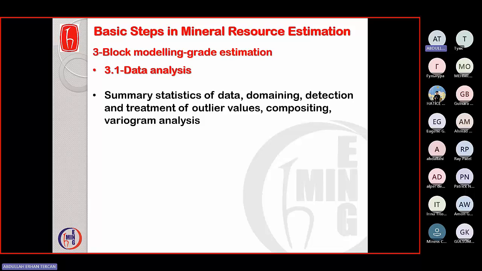For this purpose, you can use some methods called capping and cutting techniques. Compositing is also important because estimation techniques use grade values defined on equal interval samples. If the sample interval changes from one sample to another, then you must composite them into equal length intervals. Variograms are one of the main tools of geostatistical analysis. The variogram function measures the spatial variability of a set of values, and we use the variogram function in kriging estimation.